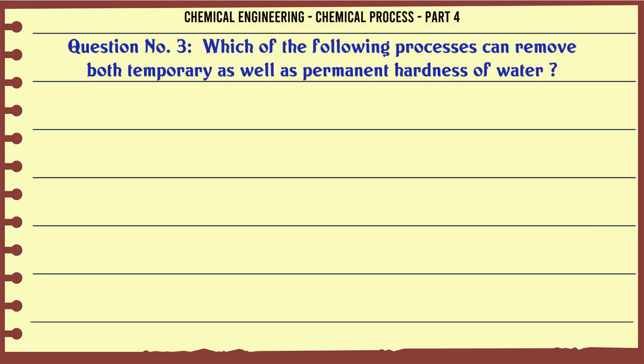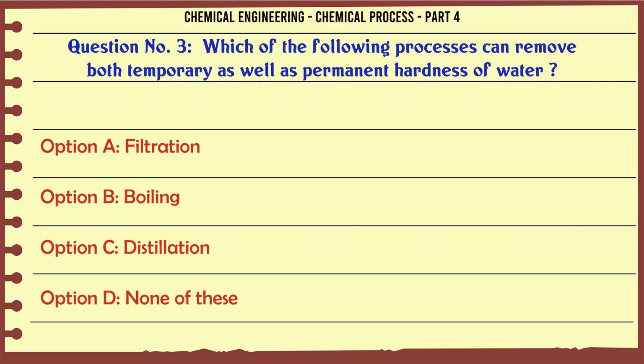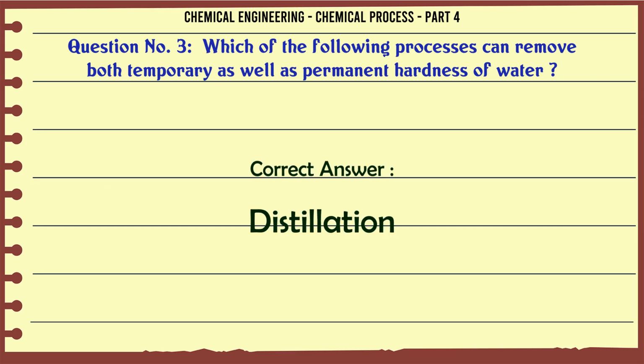Which of the following processes can remove both temporary as well as permanent hardness of water? A. Filtration, B. Boiling, C. Distillation, D. None of these. The correct answer is distillation.